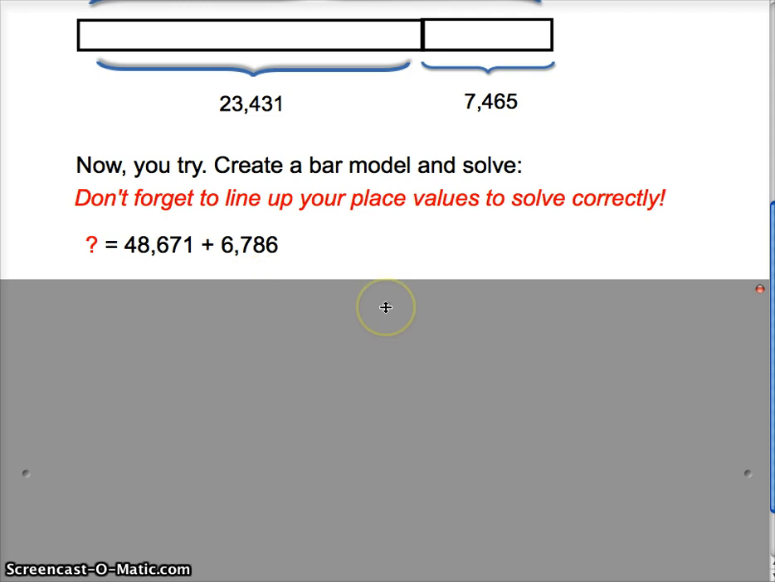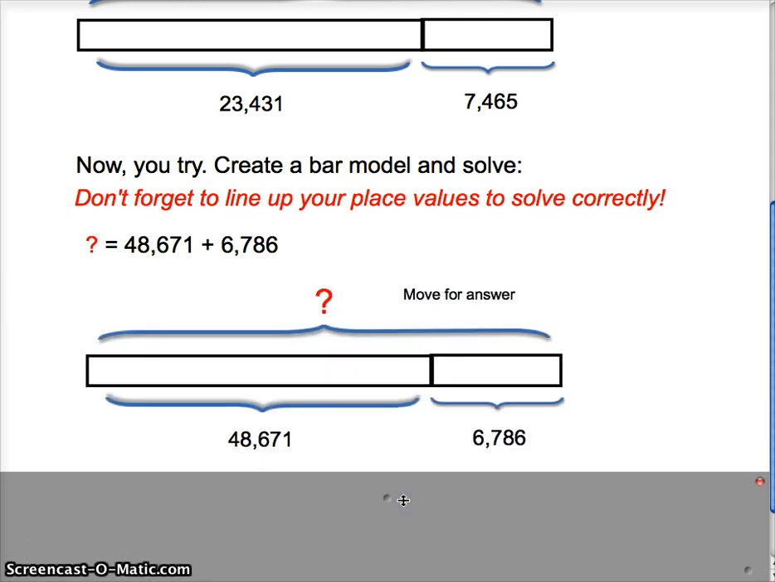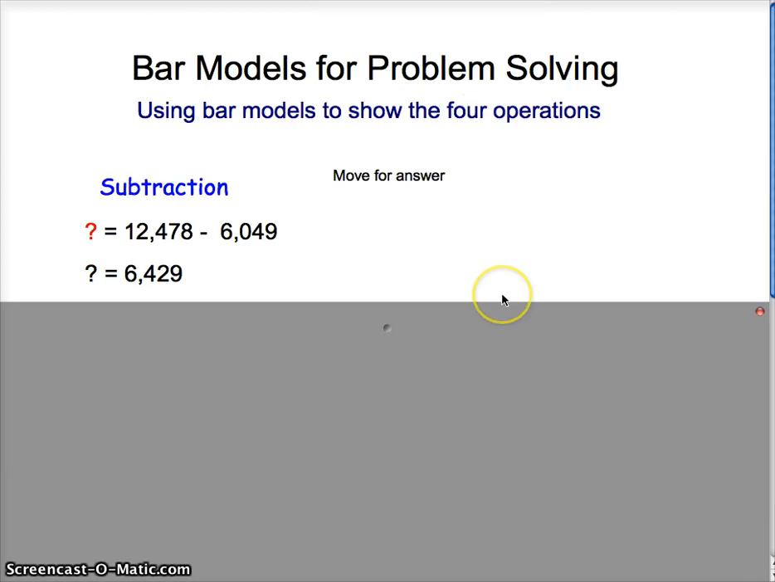Are you finished? Well, let's go ahead and look at that. Just like the last one, I'll bet you got that. So we have two parts that we're going to add together, and when we find the sum of those two parts, we're going to be able to fill in the equal sign, that 48,671 plus 6,786 is equal to 55,457. Did you get it? Good job. So now we're going to move on to subtraction.